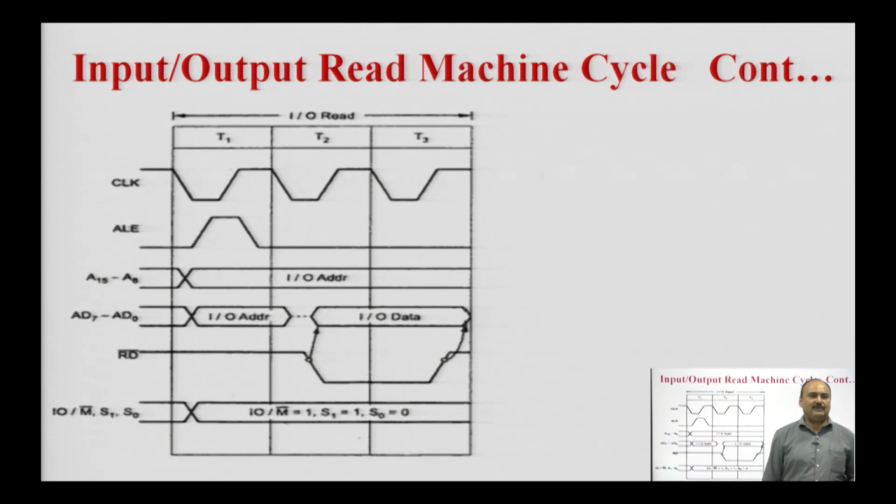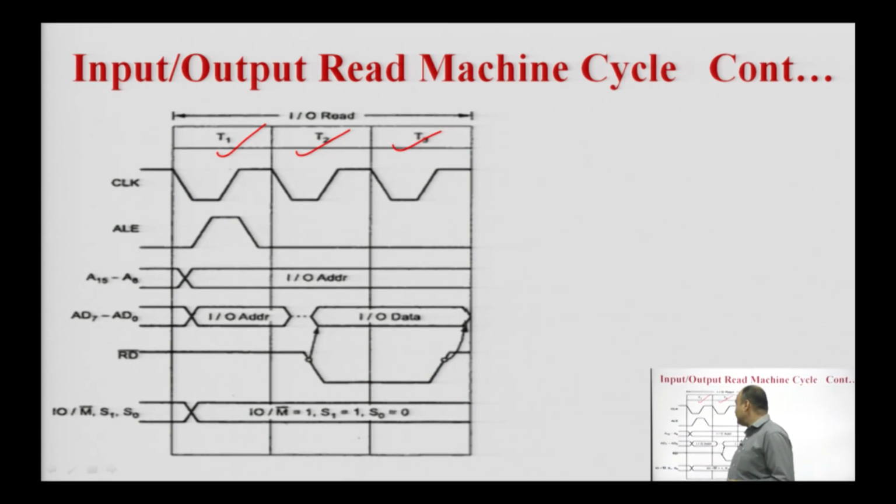The timing diagram of the input output read machine cycle requires T1, T2, T3 T states. During the T1 T state, the microprocessor will generate the ALE signal to enable the latch, and with the help of the address lines A0 to A15, the processor will carry the 16-bit address.